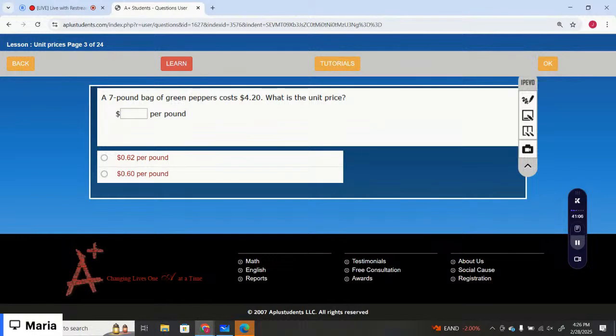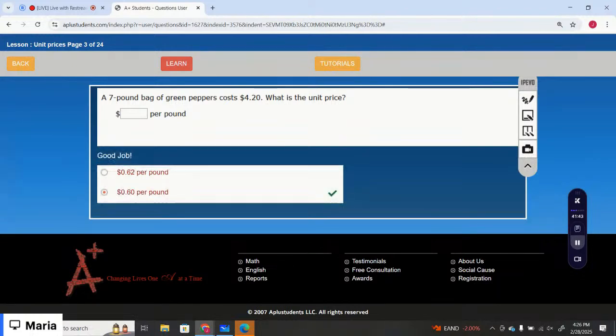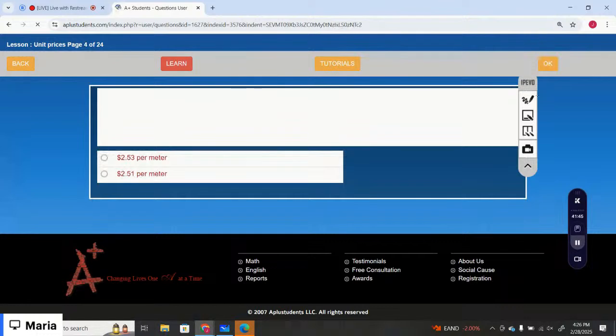A 7-pound bag of green peppers costs $4.20. What is the unit price? You have to calculate the unit price. So $4.20 divided by 7 equals 0.6. Option number 2 is the correct option, that is 0.60 per pound.